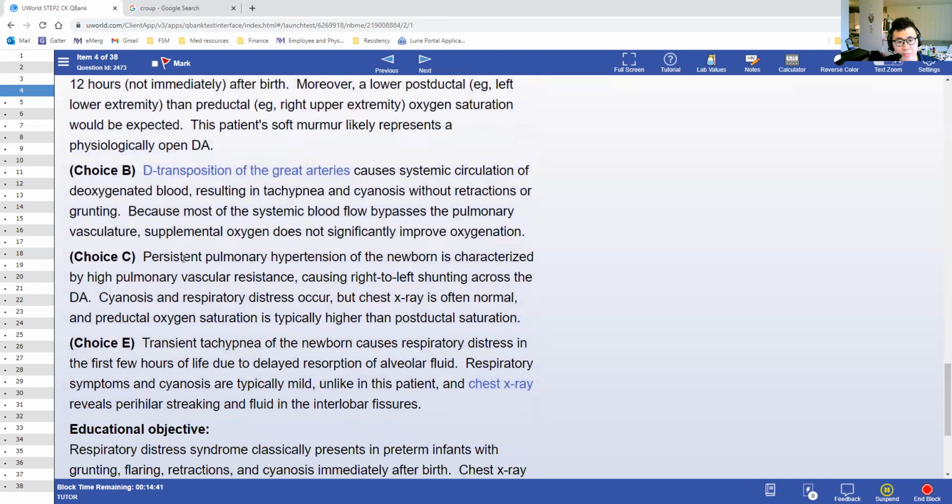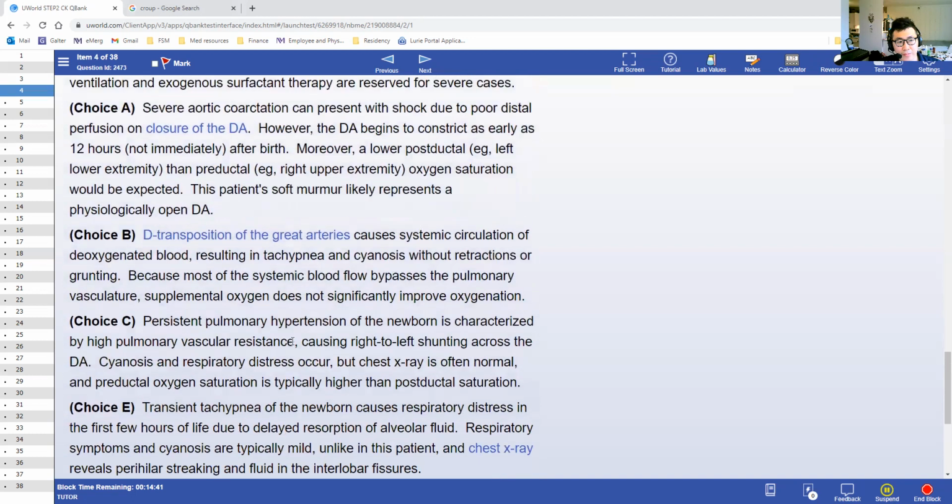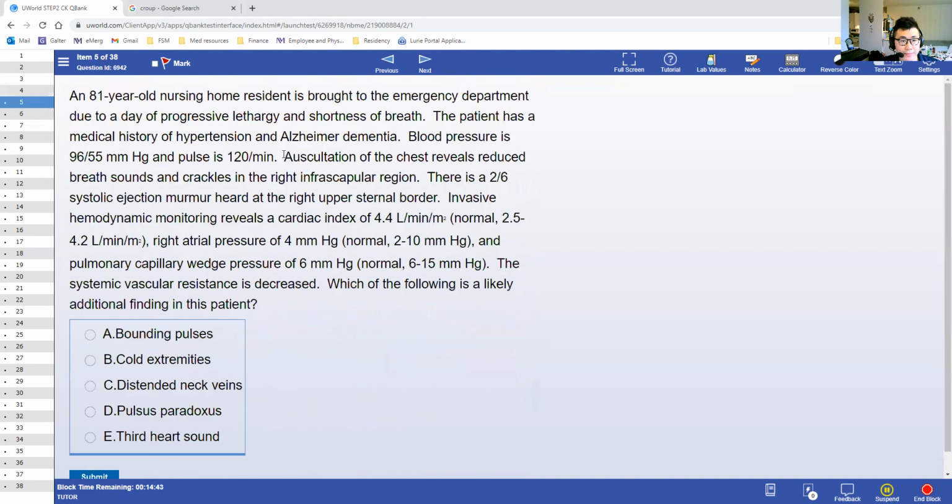So persistent pulmonary hypertension shows a normal chest X-ray. All right, fair enough. Yeah, Pete's poem, guys. It's not simple. Don't get cocky about it.